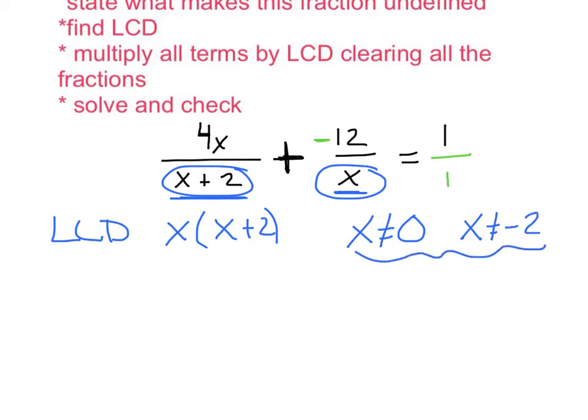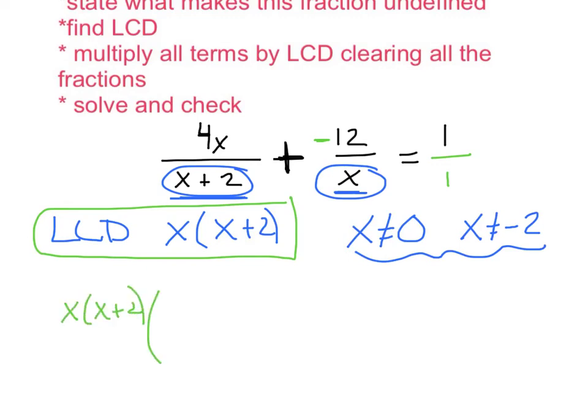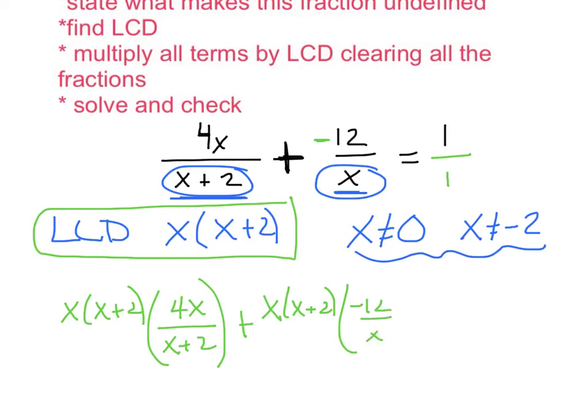All right, now the fun part comes in. We're going to multiply every term by the LCD. So I'm going to say I have x times x plus 2 times the 4x over x plus 2, plus I have my x times the x plus 2 times the negative 12 over x, equals my x times the x plus 2, everybody gets it, it's like Christmas, times the 1. All right, so that LCD got multiplied by every term.